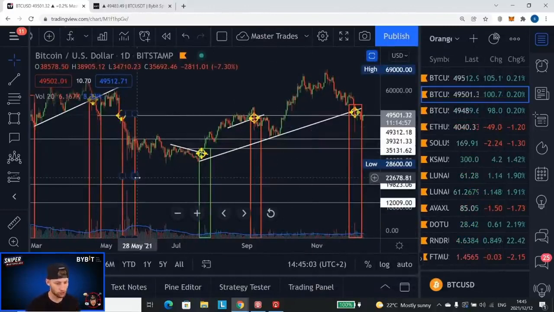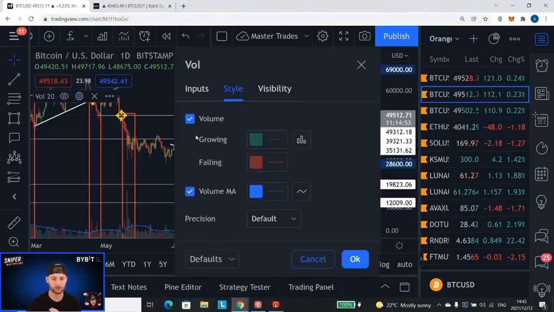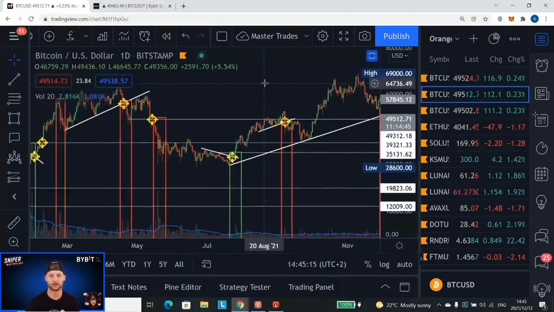Now, first thing I want you to do, I want you to quickly pop into the settings of this volume, and I just want you to add this little thing called the volume MA, and I will go through that shortly. So once you've selected that, push OK, and then we go back to the charts.